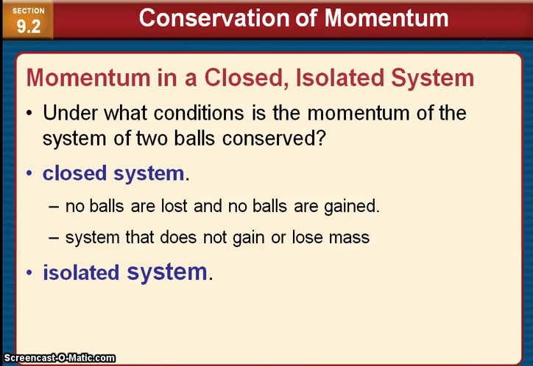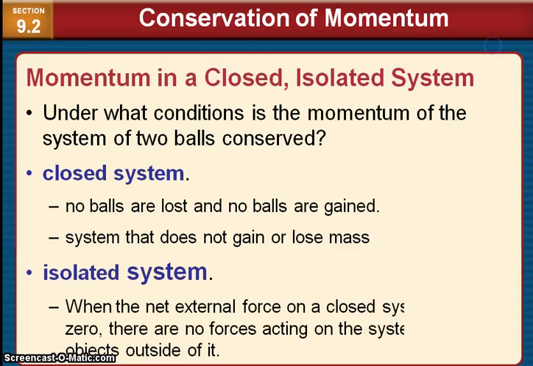The second condition, it needs to be isolated. Isolated means there's no external forces on this system. The net external force is zero. There's nothing else adding a force except what's inside of that. The balls can collide, but as long as they don't collide with something outside of that, then it's okay. It can be conserved. So we don't need it to be hitting a wall. We don't need it to be hitting something else that we're not including in our mass of our system. So those are the first two things that we need to remember.